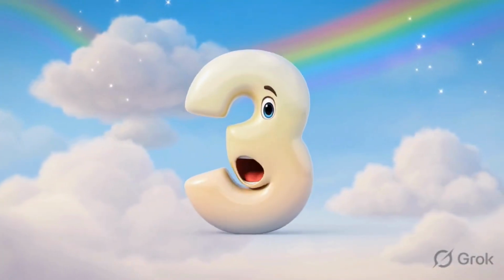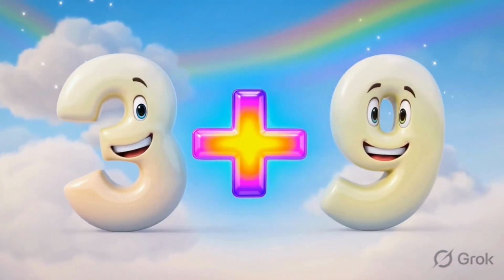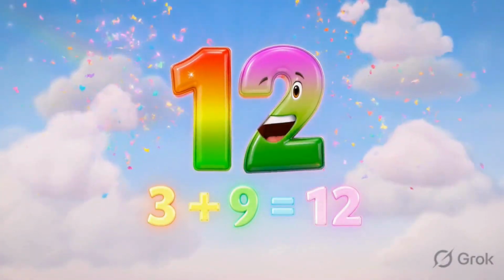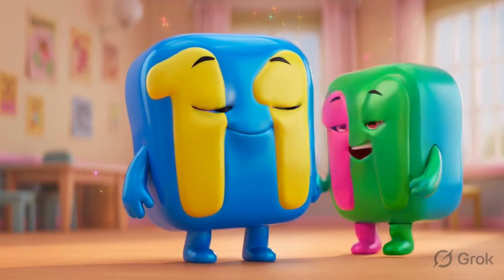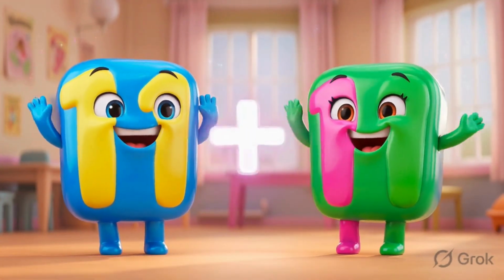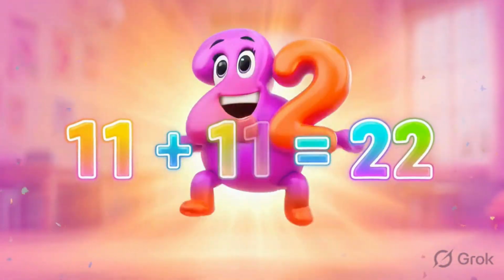This is number 3. Number 9 comes to join. Let's add them together. 3 plus 9 equals 12. This is number 11. Another 11 comes to join. Let's add them together. 11 plus 11 equals 22.